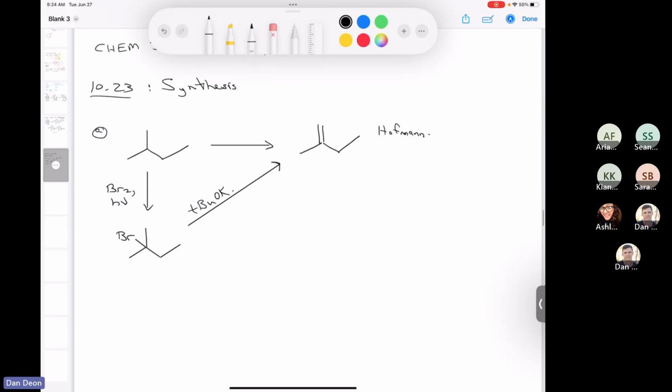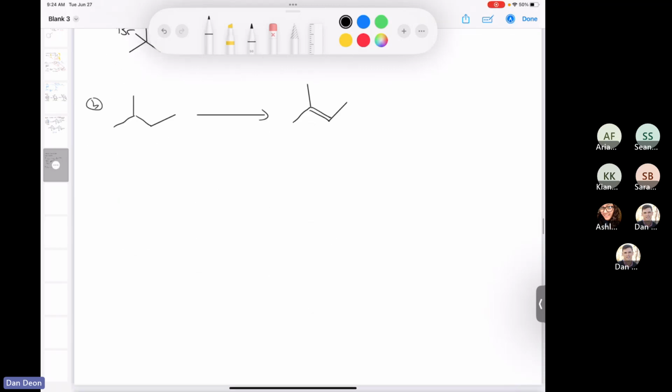The next one is in a similar vein. We want to take the same substrate, so 2-methylbutane, and we want to convert that into the Zaitsev alkene. All right, so very, very similar problem. Again, the first step is going to have to be treatment with bromine and light, and that is going to brominate here. So we end up with 2-bromo-2-methylbutane, and then to make the Zaitsev product, now we're going to treat it with an unhindered base. So to do that, we'd use something like sodium ethoxide or sodium methoxide. Either one is going to give us the Zaitsev product as the major product.